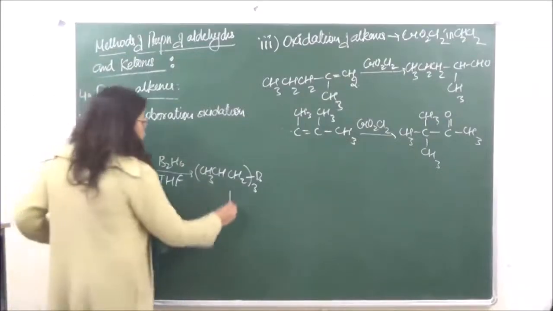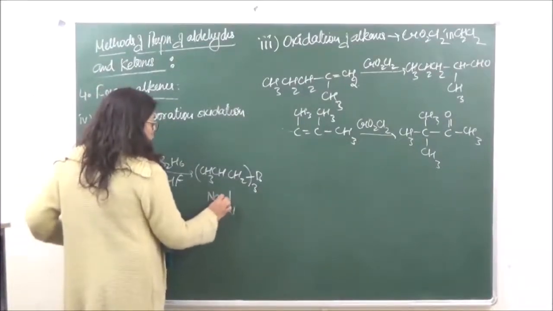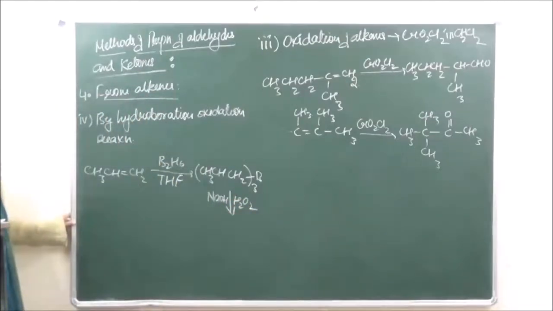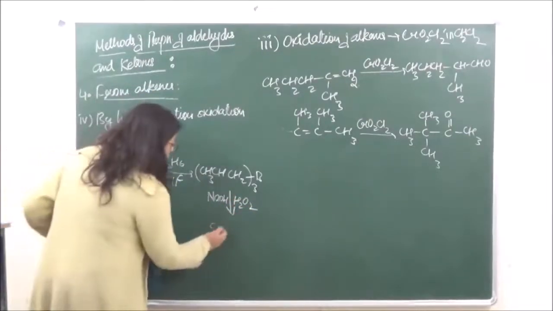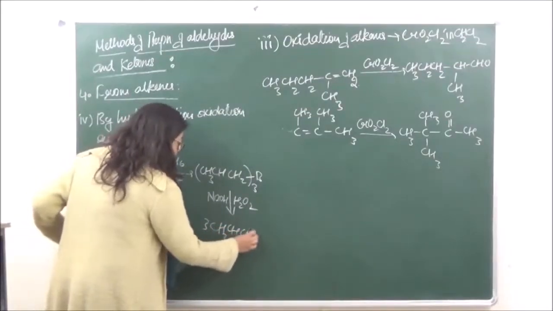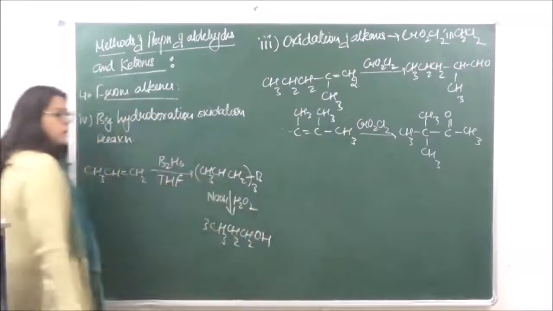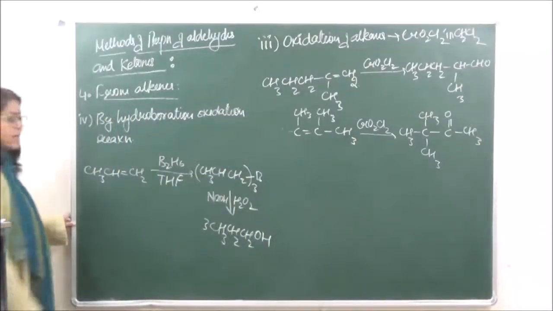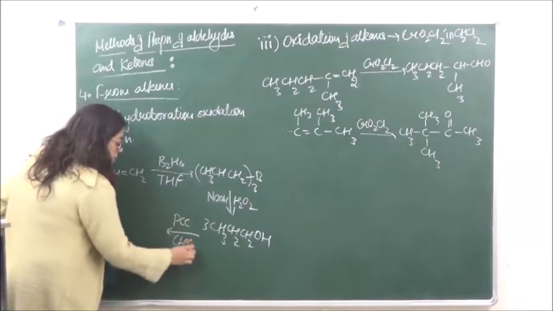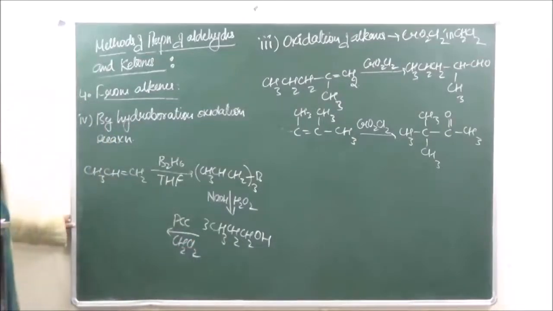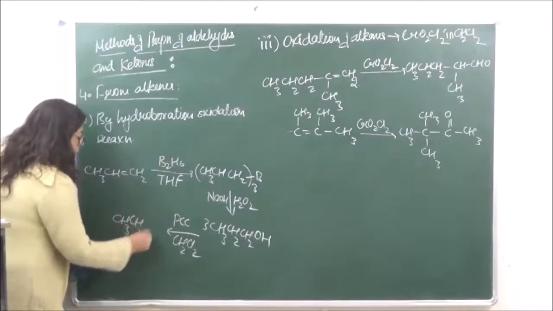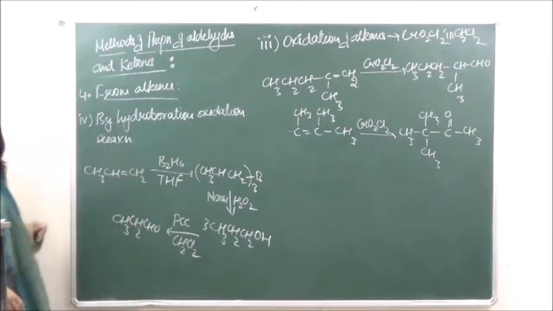Then we subject this to NaOH in presence of a peroxide, and this is going to give us an alcohol. Okay, now this alcohol is going to be reacted with PCC in CH2Cl2 to give us the respective aldehyde.